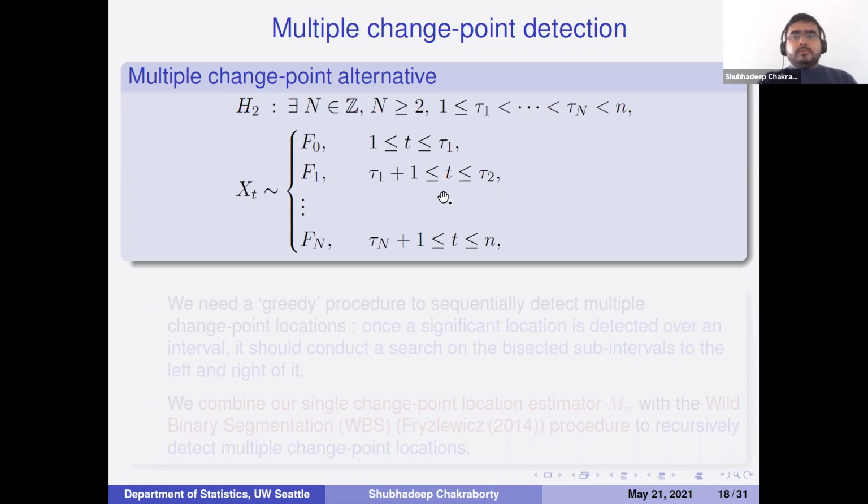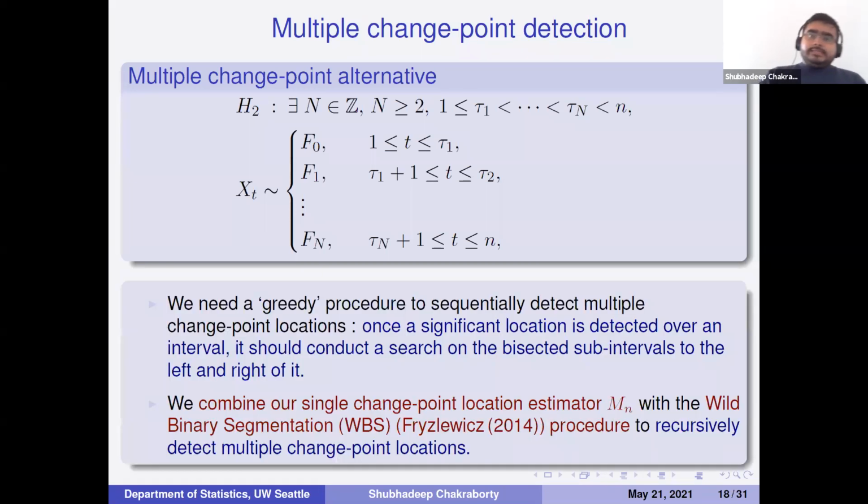Very naturally, both n and these tau1, tau2, up to tau n are unknown. In other words, the number of true change points and the location of the true change points are both unknown to us, and we need to estimate them both. So basically, we need a greedy procedure to sequentially detect multiple change point locations based on our single change point detection procedure.